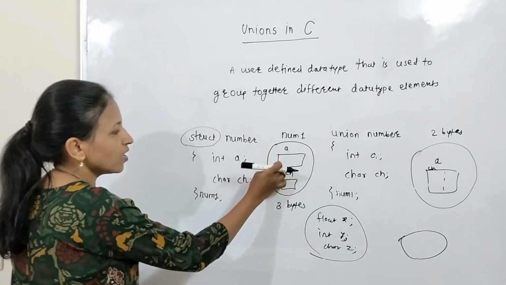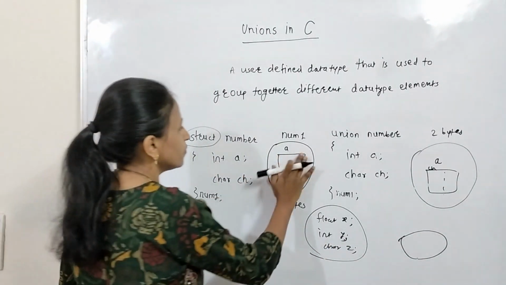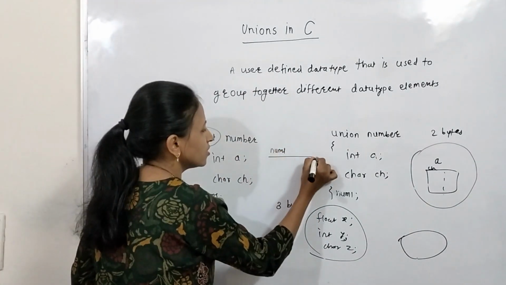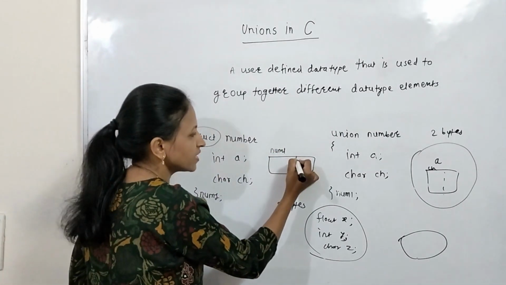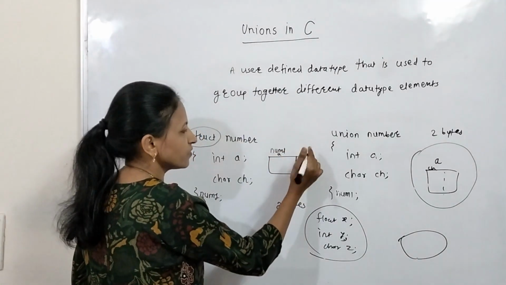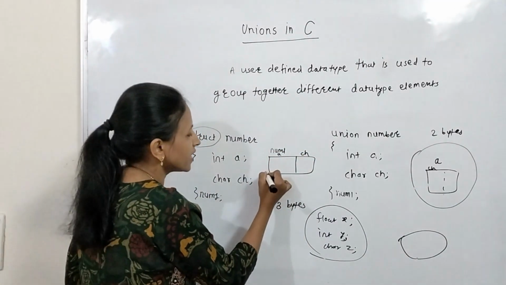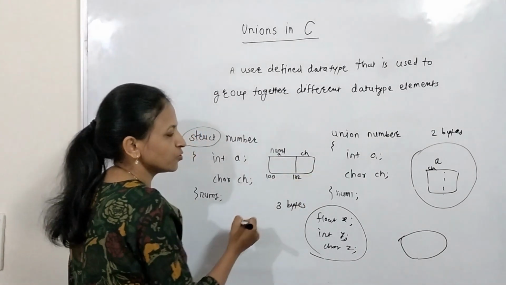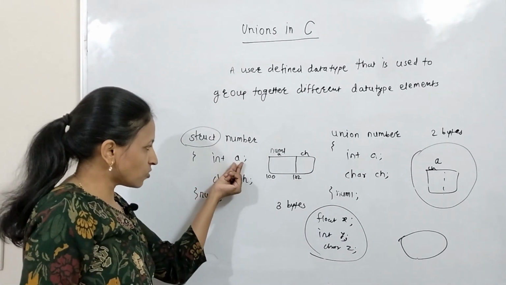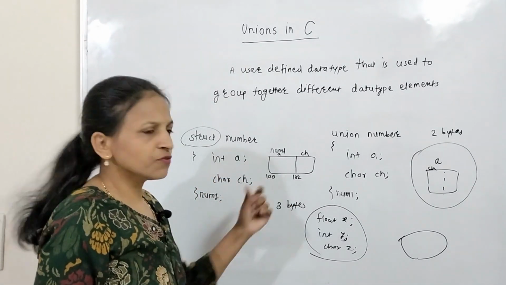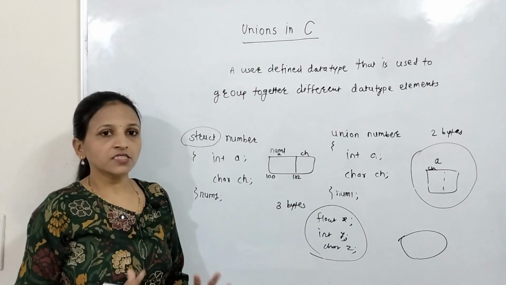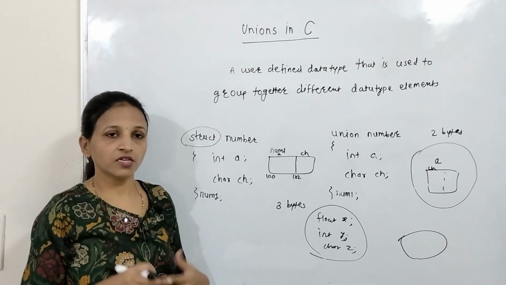Getting? How will the memory allocation be? See here, first for num1, in case of structure I am talking about here, a contiguous block of 2 plus 1, 3 bytes will get allocated. The first 2 bytes will be of A, and the next 1 byte is of CH. Means suppose here the address is 100, here of course the address is 102. Getting? Suppose you try to display the addresses of A and CH, then you will get different memory addresses, and from that you can say that the memory allocation is different for each member.